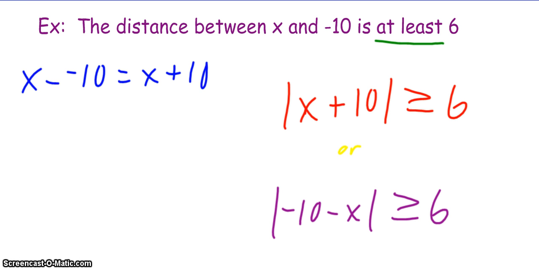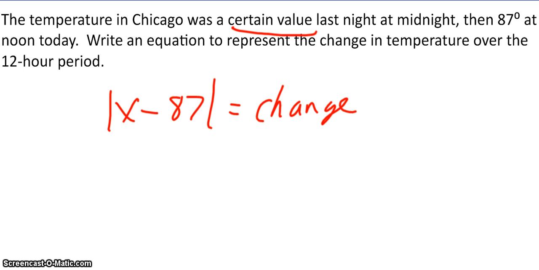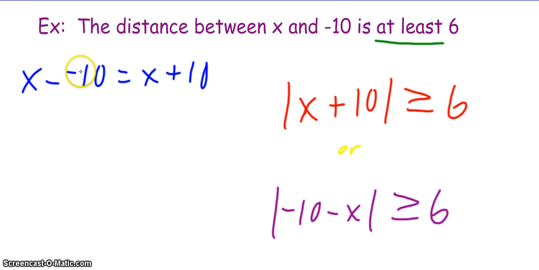Okay, so there's actually two ways in which we can write this correctly. One of them would be the absolute value of X plus 10 is greater than or equal to 6. So the reason why it's X plus 10, when we just talked about the fact that when we're talking about distances or differences we're using subtraction, well, X minus a negative 10 is X plus 10. So that's why we get the absolute value of X plus 10 is greater than or equal to 6. The greater than or equal to is the at least part.